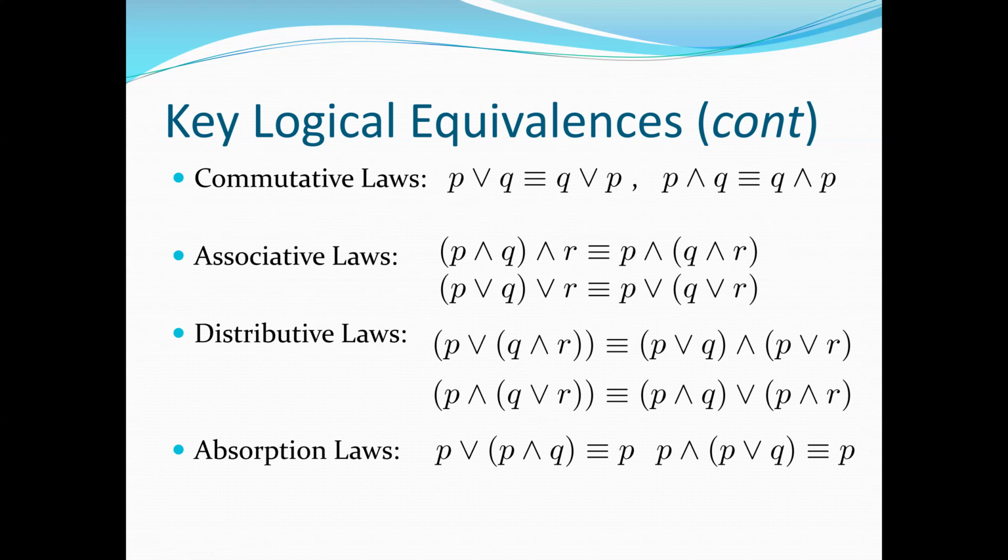Absorption means to absorb something. So if I have the same variable P or P and Q in the parentheses, the answer will be P. Or if I have P and P or Q in the parentheses, the answer will be P. So absorption is very good for reducing a long expression.